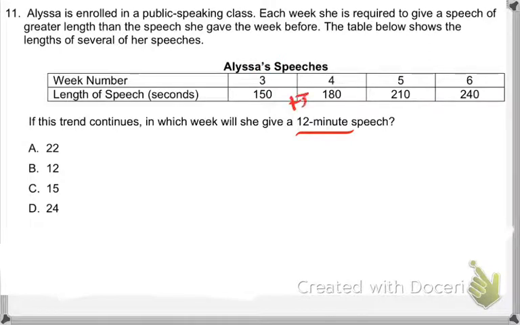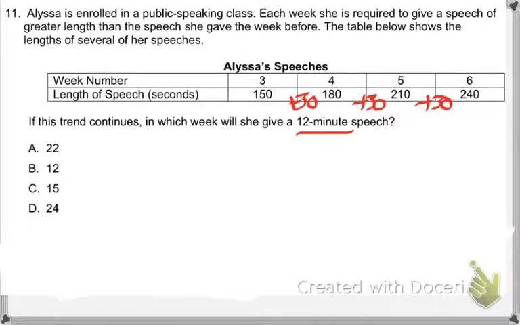It goes up by 30 seconds, goes up by 30 more seconds, then 30 more seconds. So that's what they mean when they say, if this trend. That trend is increasing 30 seconds every week. That's what they're saying. So basically, we want to find out, if this trend continues at 30 seconds every week, at what point will she be at 12 minutes?